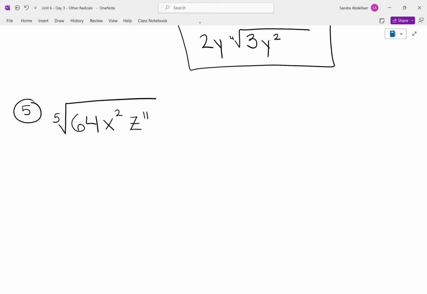All right, who has an answer for me? Danny? 2z squared with the index of 5 root 32x squared z. 32?